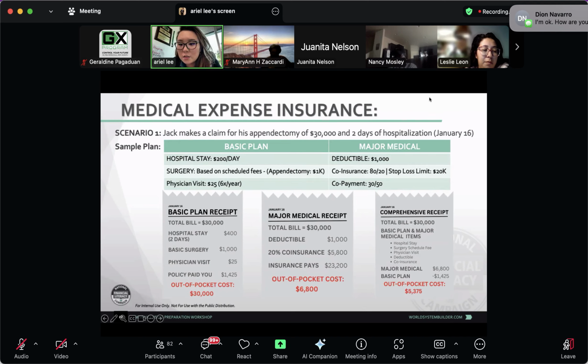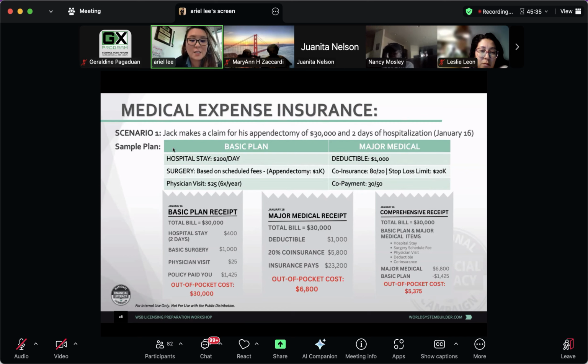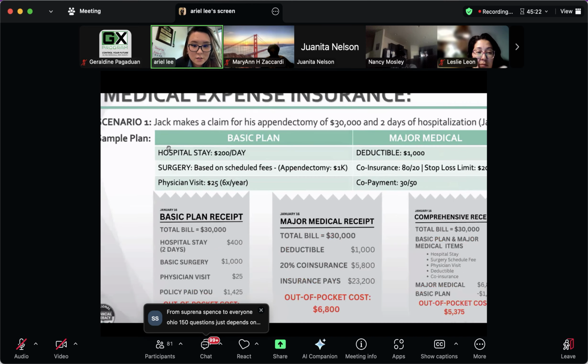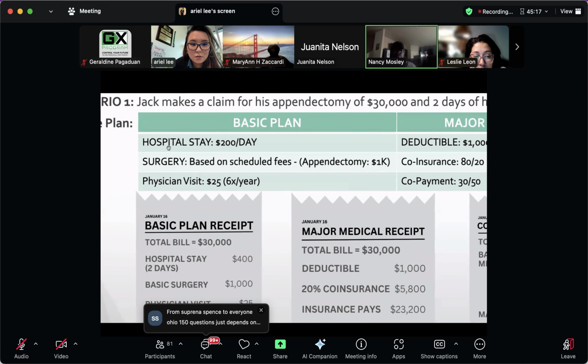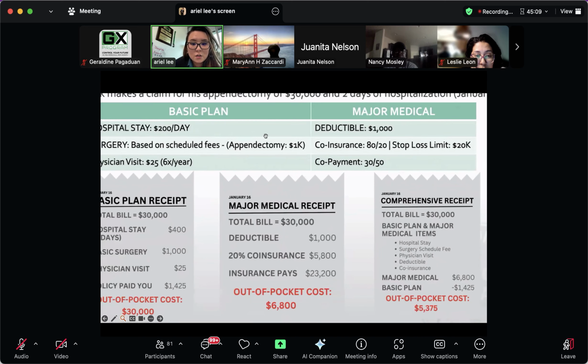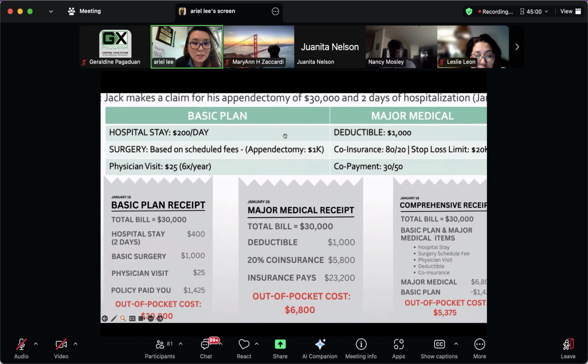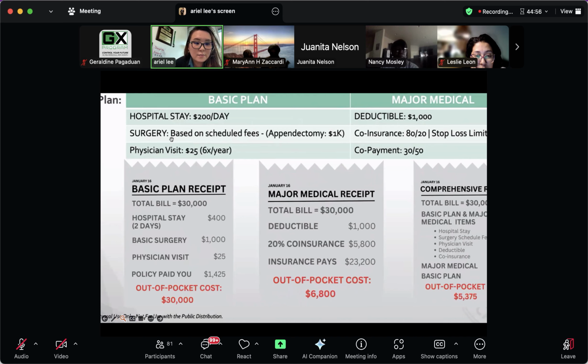Okay, so basically it's a case study of how different types of expenses work. First, this is scenario 1. Jack makes a claim for his appendectomy of $30,000. He stayed 2 days in the hospital, and the hospital stay is $200 per day. He has a deductible of $1,000. Can you guys see it zoomed in? Okay, the surgery cost him $1,000. Co-insurance is 80-20, so insurance pays 80% and he pays 20%. The stop loss limit is $20,000. And you see the plan breakdown: for a doctor visit, he pays a $25 copay.